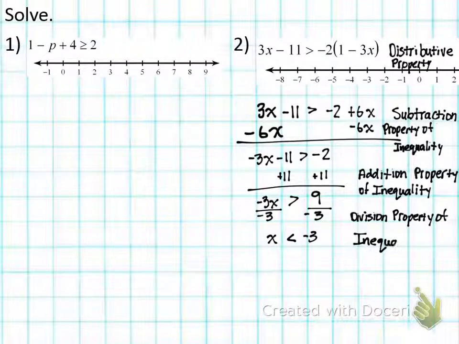Okay, so I'm going to go up to my answer now, graph negative 3. And it's going to be an open circle. I'm not filling it. And it is pointing to the left. Good? Make sense? Good. Okay.